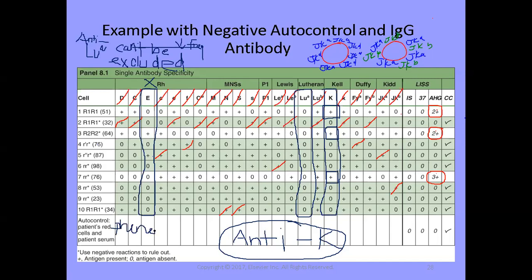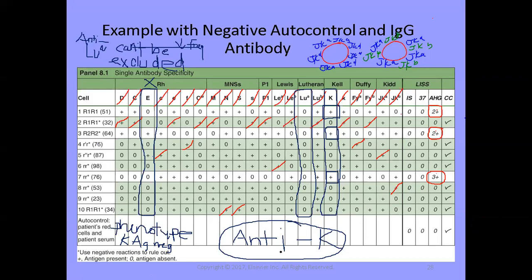Phenotype our patient's RBCs using anti-K, and guess what? They should be K antigen negative. Okay, so let's talk a little bit about that. They should be lacking the K antigen.